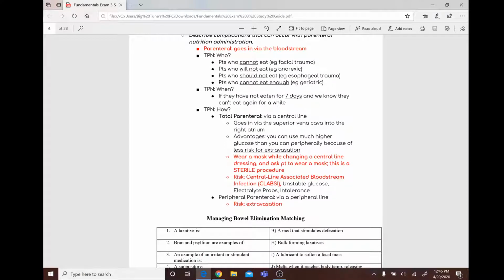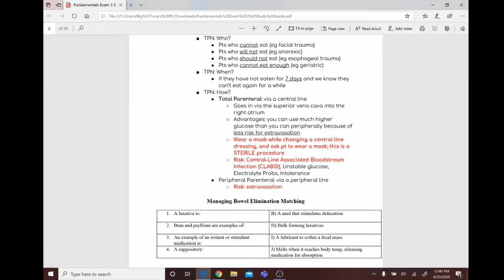All right. Total parenteral nutrition goes via what? Central line. Where does it go? Via the superior vena cava into the right atrium. What is the advantage of TPN? You can use much higher glucose than you can peripherally because of the risk of extravasation.